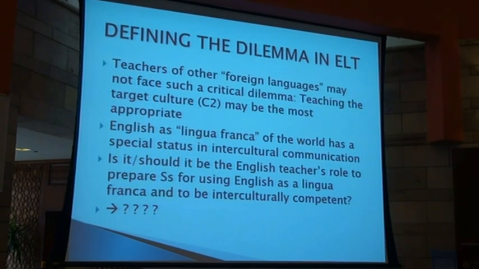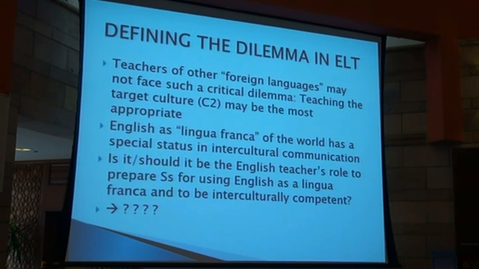In other cultures, if you're teaching French or if you're teaching Arabic to non-native speakers, you can say this is Arab culture and it's appropriate. It's very appropriate, I think, to impart knowledge of cultural norms in that target language culture.